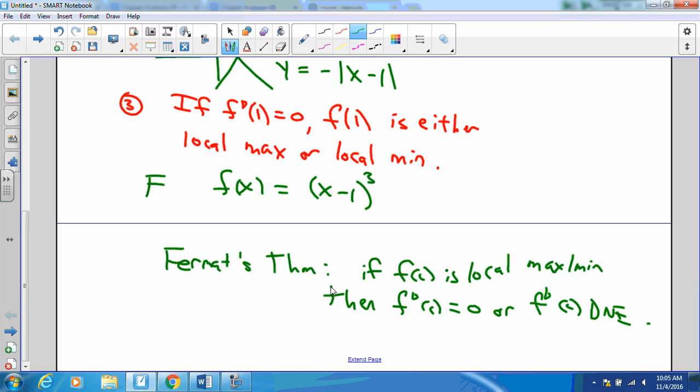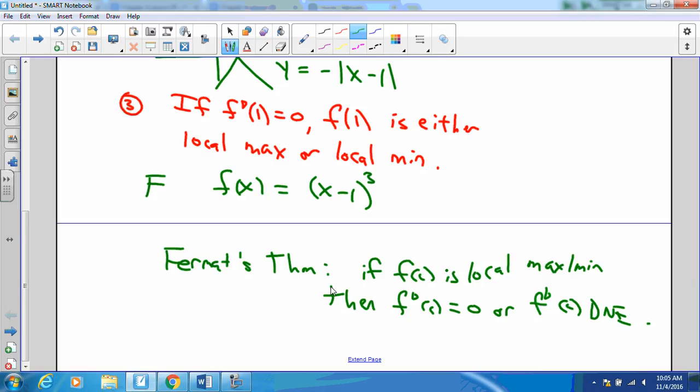Notice the if and the then here, right? The converse of this statement, if f prime of c is 0 or f prime of c does not exist, then f of c is a local max or min, is a false statement. So the converse of a true statement is not necessarily true.